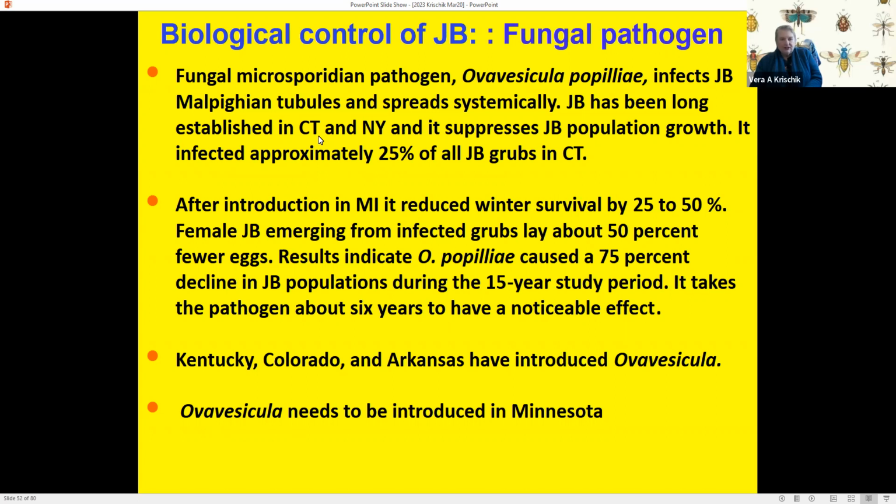It was first discovered in Connecticut and New York, and it reduces grub populations in Michigan, where they've been studying it for 20 years. It reduces winter survival by 20 to 50%. And by 15 years, they had a 75% reduction. So people have always wondered in the East why Japanese beetle disappeared. And it probably disappeared from a combination of these natural biocontrols in the environment. So we're studying this in Minnesota. We're releasing it to get it established.